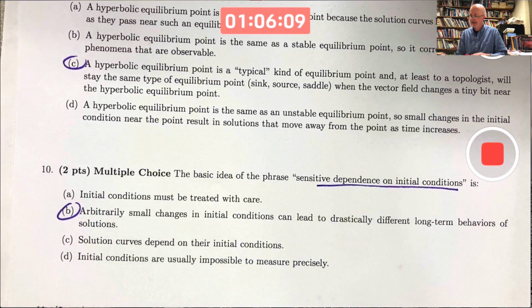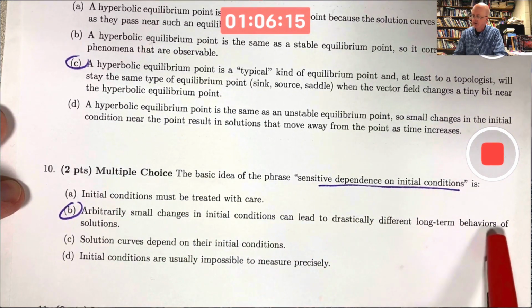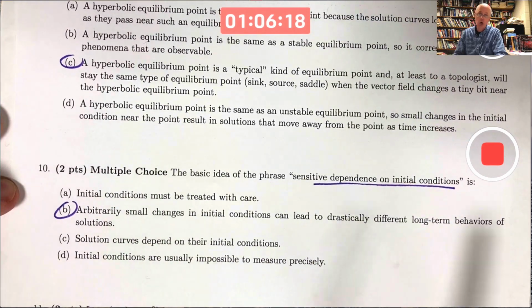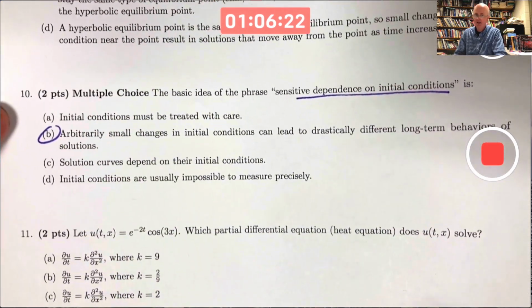Maybe it would change what happens with the weather in New York, say 2 weeks later or something. That's the idea of chaos or sensitive dependence on initial conditions. Arbitrarily small changes to initial conditions can lead to drastically different long-term behaviors. Emphasis on long-term. It would not lead to drastically different short-term behaviors. Last problem.